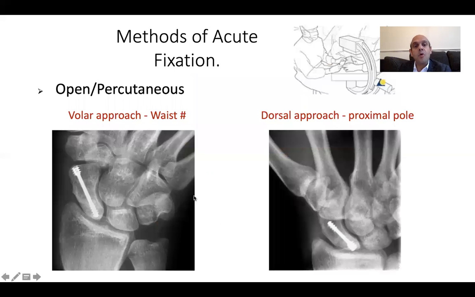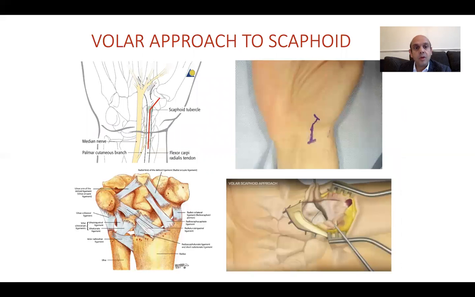Now let's come to open fixation. So for a waist fracture, it's going to be a volar approach. For a proximal pole fracture, it is going to be a dorsal approach. So you need to be familiar with both the approaches and the steps for exams. Volar approach, centered over the scaphoid tubercle. Other thing to appreciate is this little fellow there, this radioscaphocapitate ligament.